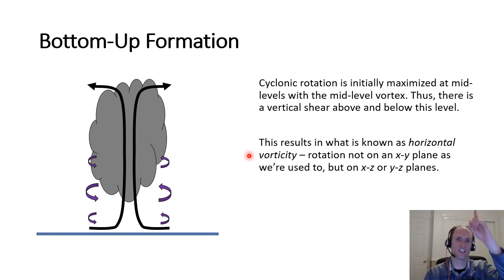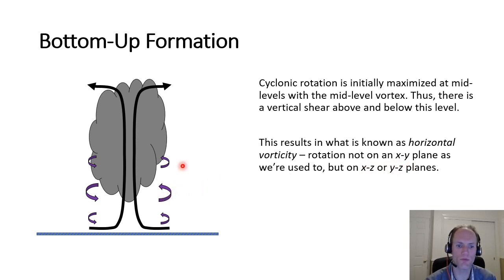Vertical being the z-plane, if you have a line in the z-axis, the rotation is in the xy plane around that feature. Here we have what is known as horizontal vorticity, where instead of your plane being the z or vertical axis, it's the x or the y axis, and you have rotation around that plane. So we're looking at horizontal vorticity as rotation on an xz or yz plane.